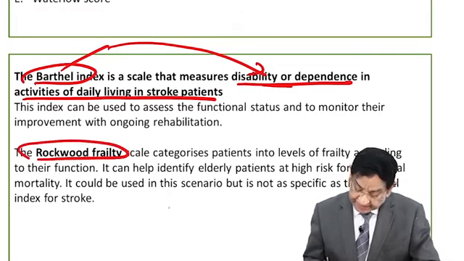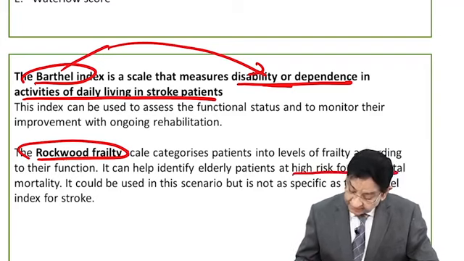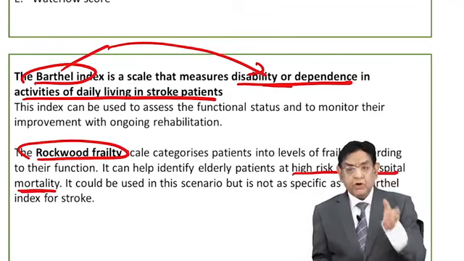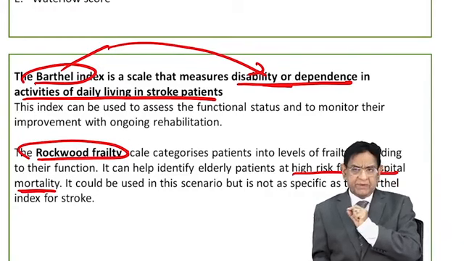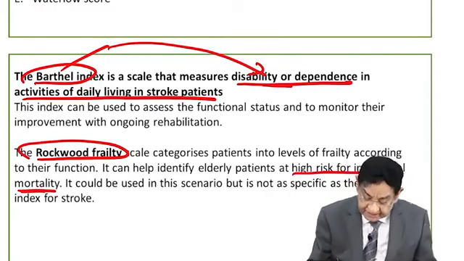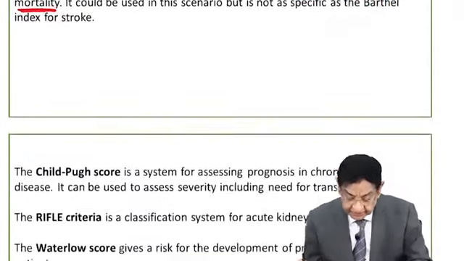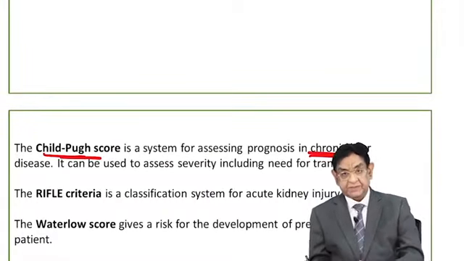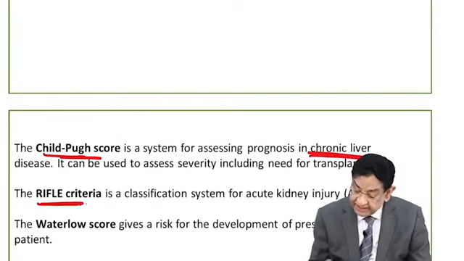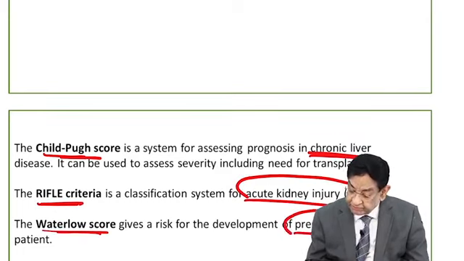Rockwood frailty. It finds high in-hospital mortality, okay. It talks more about the patient who is hospitalized and how sick he is, a critically ill patient, whether he'll survive or not. That is Rockwood frailty. Then we have Child-Pugh that we use for hepatic chronic liver disease. Rifle criteria is for acute kidney injury. Waterlow score is for development of bed sores.